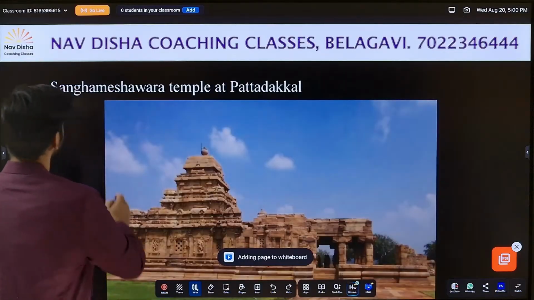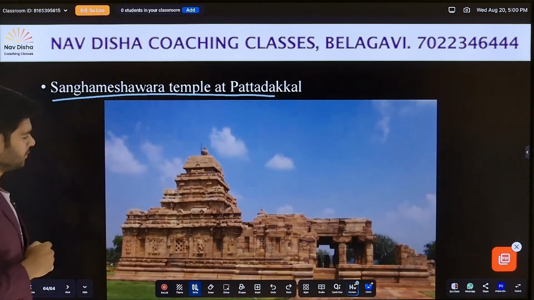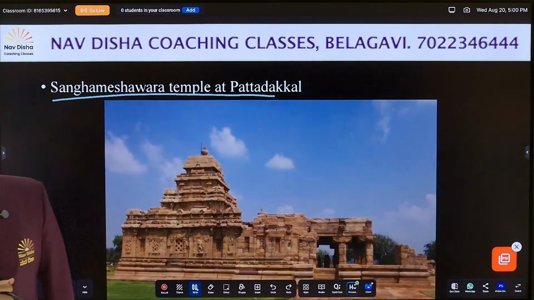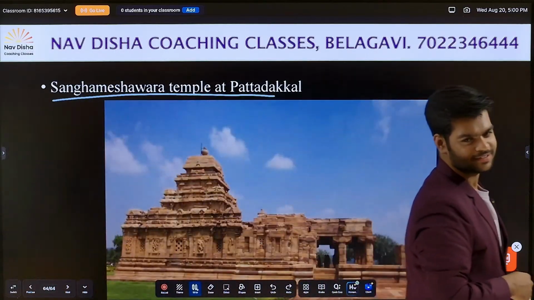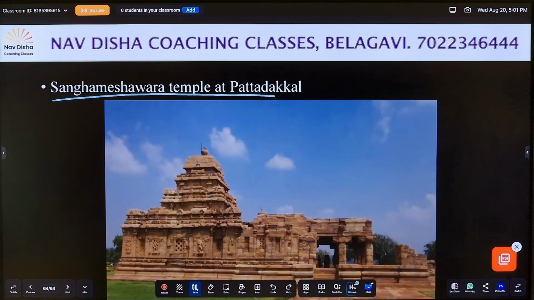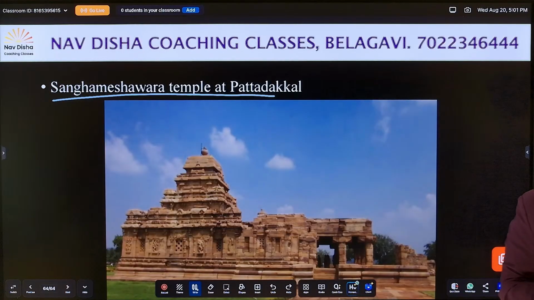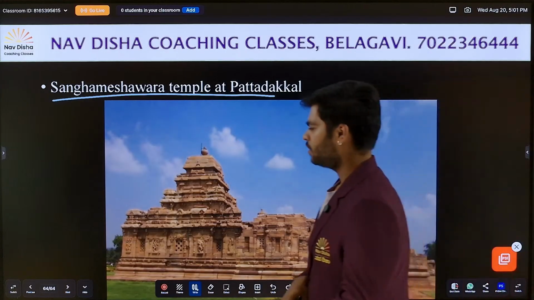Next, Sangameshwar temple at Pattadakkal. Where is Pattadakkal? Karnataka. Everything is in that area only. In which district is this? Bagalkot. Badami is also Bagalkot. Aihole is also Bagalkot. Who is from Bagalkot? Only shouting Bagalkot. Nice? Yes? Okay, next.